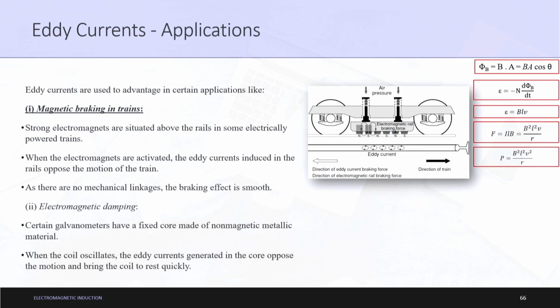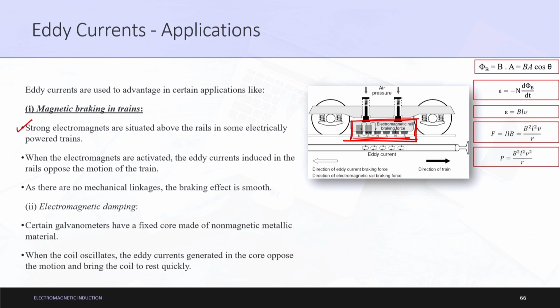Moving on to some of the applications of eddy currents. Eddy currents are used to advantage in certain applications like magnetic braking in trains. What is magnetic braking in trains? You can understand from this figure also. Strong electromagnets are situated above the rails in some electrically powered trains. Any trains which are powered by electricity are known as electrically powered trains. As you can see, electromagnets are being kept here.